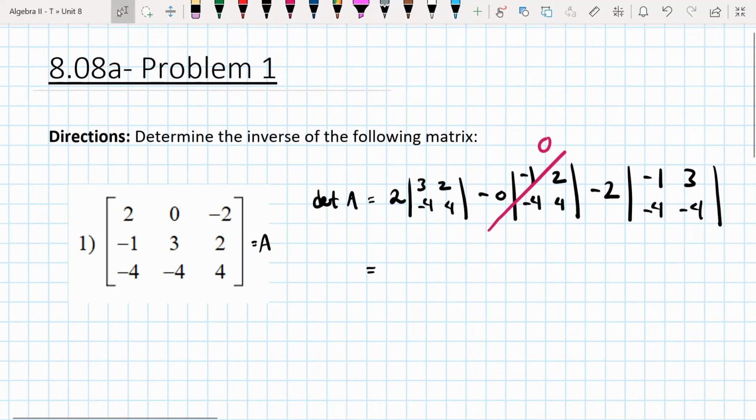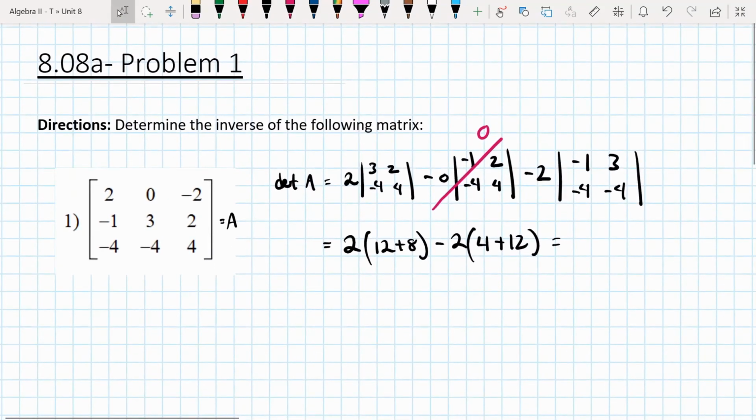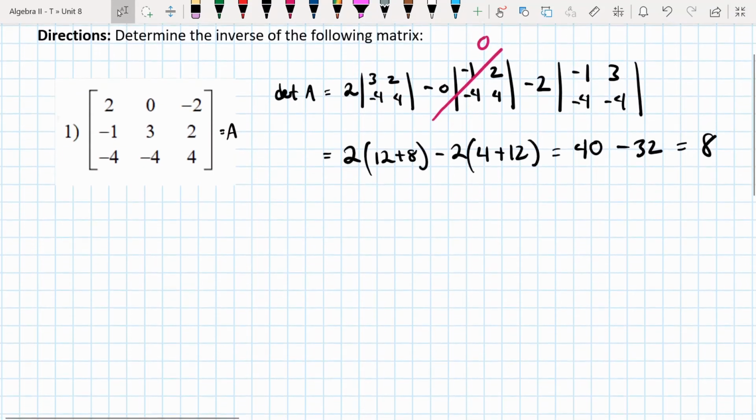And so let's simplify this. So 2, 3 times 4 is 12, minus negative 8, that's 12 plus 8, minus 2 times 4, minus negative 12, so that's plus 12. So we get 2 times 20, which is 40, minus 2 times 16, well that's 32, and so 40 minus 32 is 8. So the determinant of this matrix is 8, and that's going to go on the outside for finding the inverse.